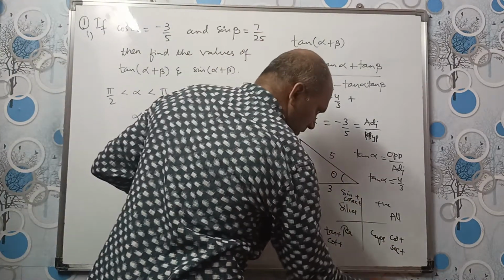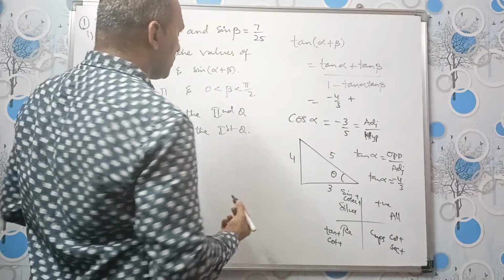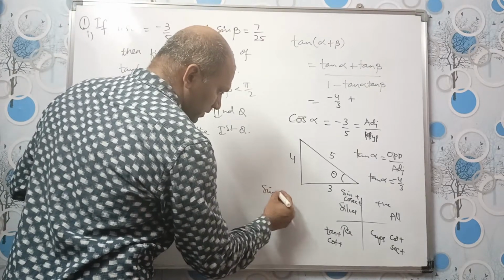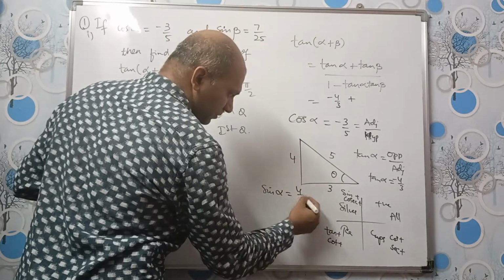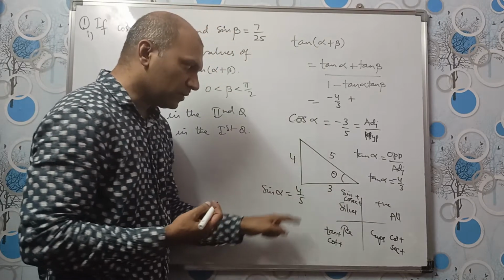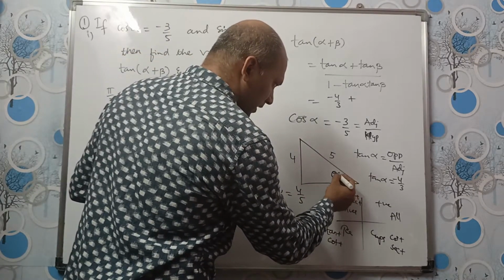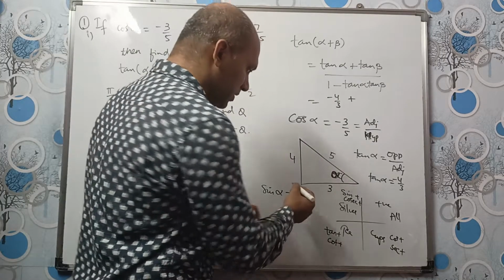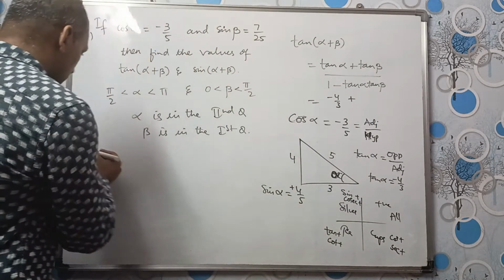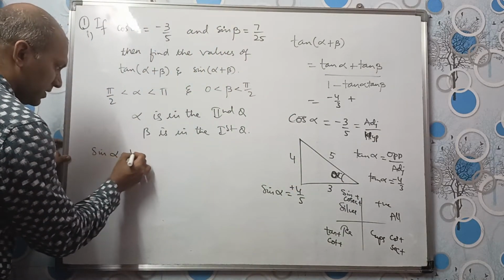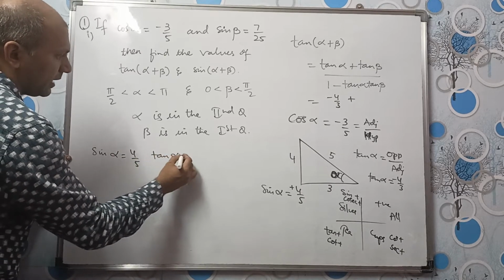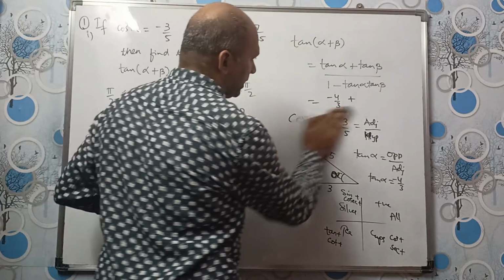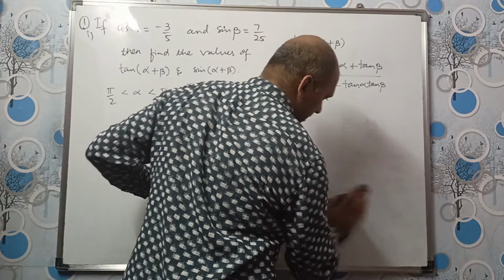One more thing, let us go ahead and find sin alpha also, because it will be useful. We need to find sin alpha plus beta also, right? So sin alpha is 4 by 5. Alpha is in the second quadrant, so this is not theta, this is actually alpha, which means sin is positive. Sin alpha is plus 4 by 5. Tan alpha is minus 4 by 3. Let us rub this and find tan beta and sin beta.